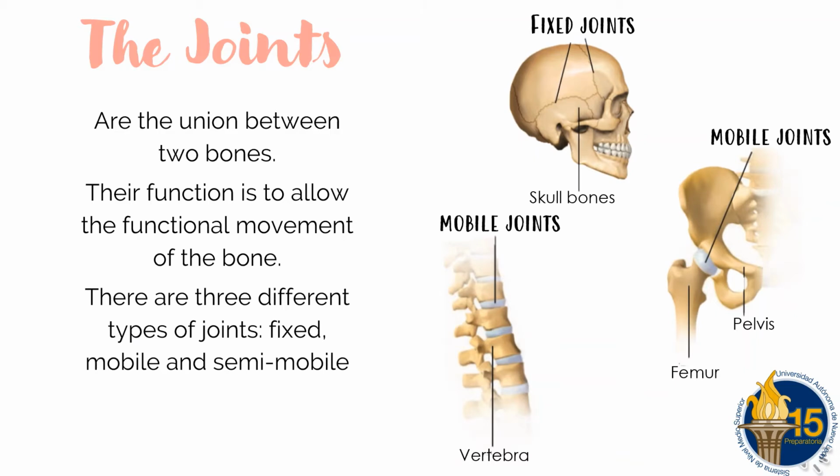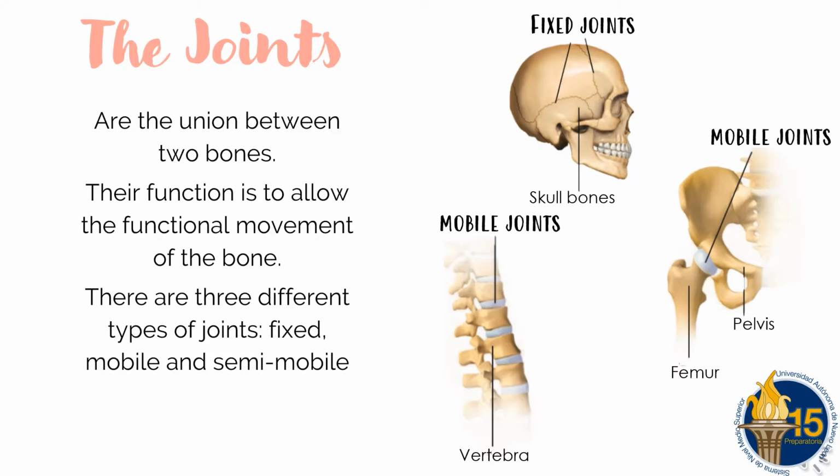At the beginning of this review, I told you the skeletal system is not just bones. It also has other components. Well, joints are one of those components. A joint is the union between two bones. Its function is to allow the functional movement of the bone. There are three types of joints: fixed, mobile, and semi-mobile.